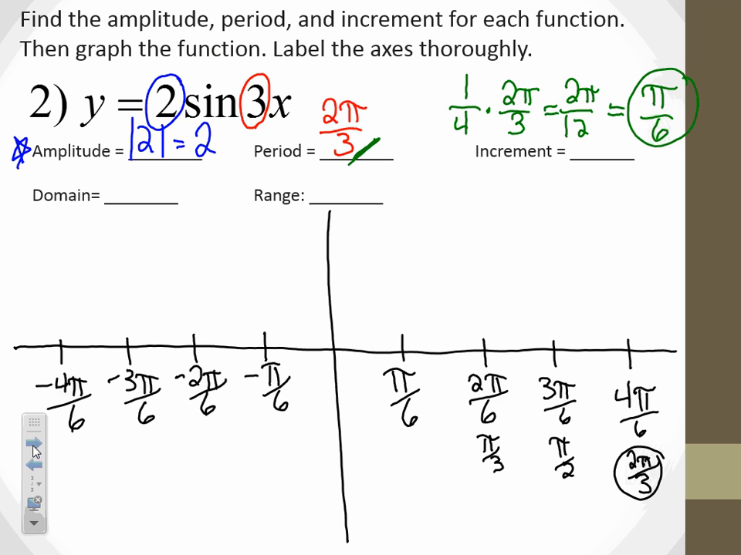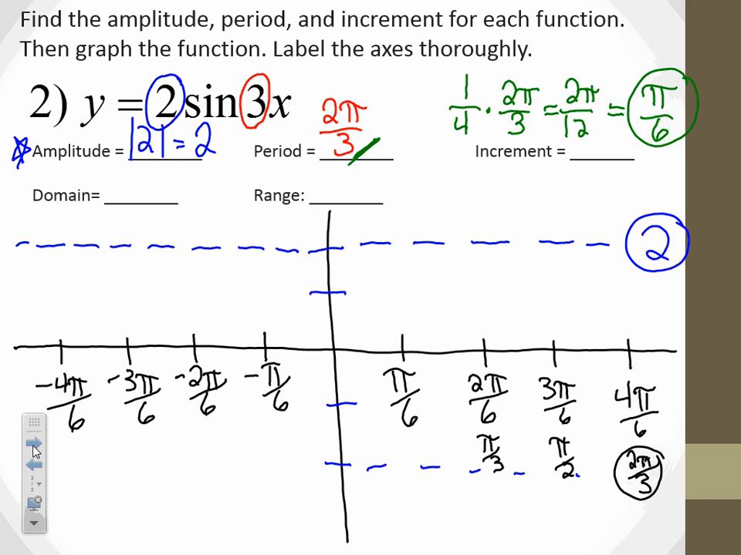I have an amplitude of 2, so I go up 2. Make sure I label it. I need to know where your amplitudes are at. And then I'm going to go down 2. Oops, negative 2. Now, since we have our increments and our amplitudes in, it's time to graph.